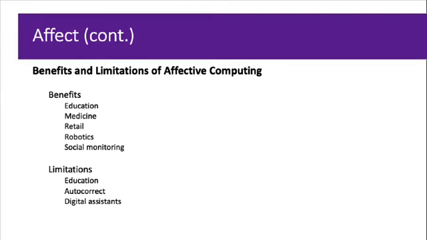Social monitoring. Affective computing can be used to monitor the emotions of a driver and passengers in a car and send alerts if the driver shows signs of sleepiness or anger. Providing such information can help keep the driver and other passengers safe.